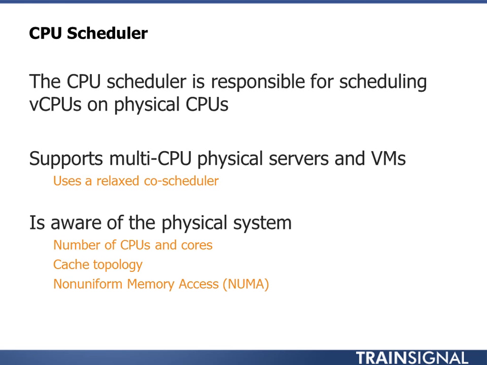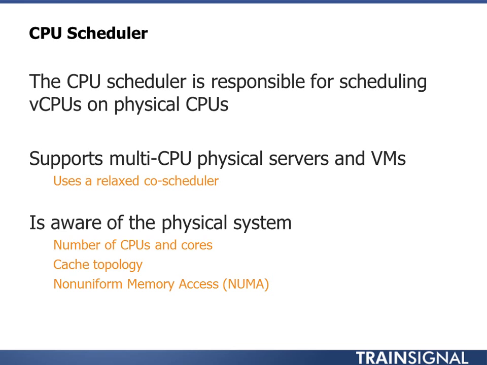It is aware of the physical system. It needs to be, so it's intelligent: it knows how many CPUs and how many cores. It understands CPU level 1, level 2, level 3 caching, and it understands what we call NUMA, or non-uniform memory access. It needs to understand this stuff to adequately schedule things. It tries not to move CPU threads from one physical CPU to another, because if we do that, the cache that was on the old CPU is useless to us now. So it tries to keep things on the same CPU.